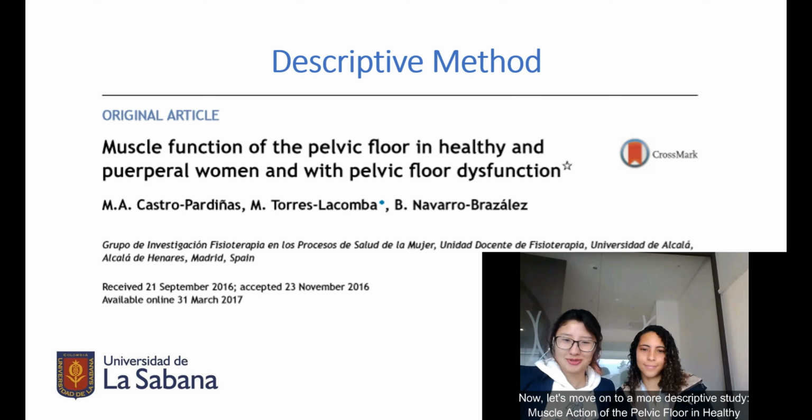Now let's move on to a more descriptive study. Muscle action of the pelvic floor in healthy and puerperal women in the pelvic floor dysfunction. What we have to remember is that descriptive studies are characterized by describing a specific group of people who have or don't have a certain condition. Generally speaking, these are the beginning of future investigations on the subject. They are the baseline of knowledge that drives future quantitative research.